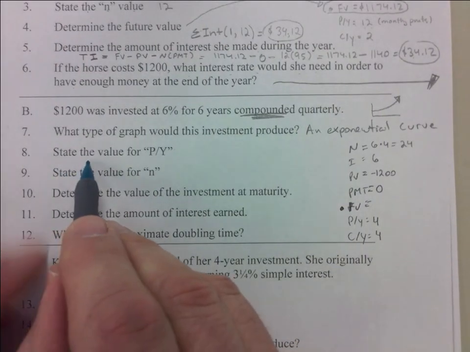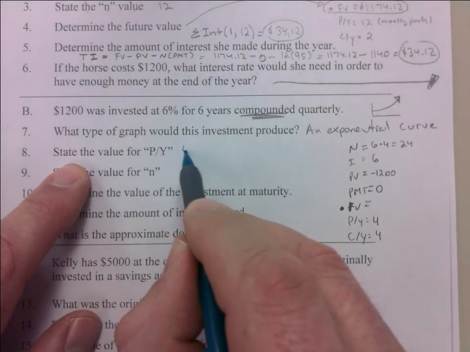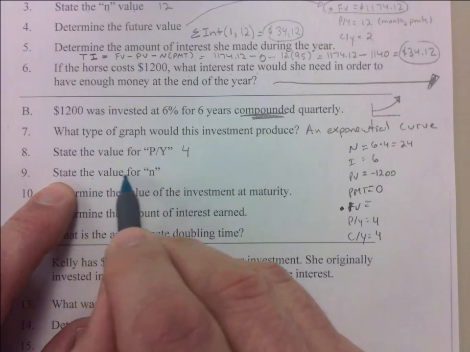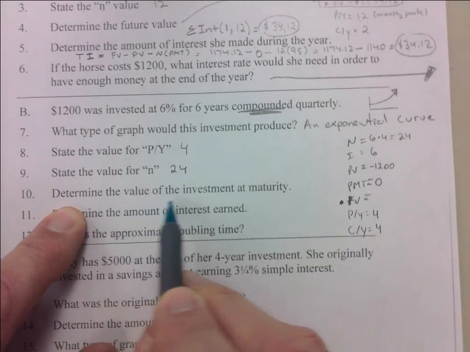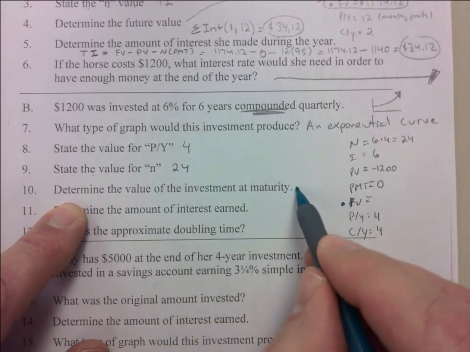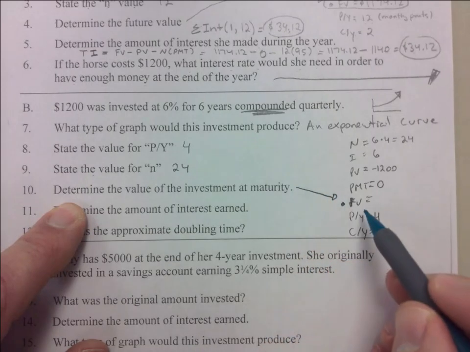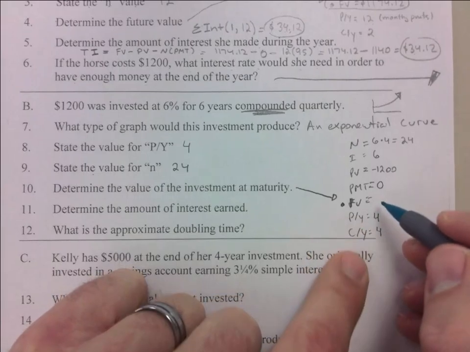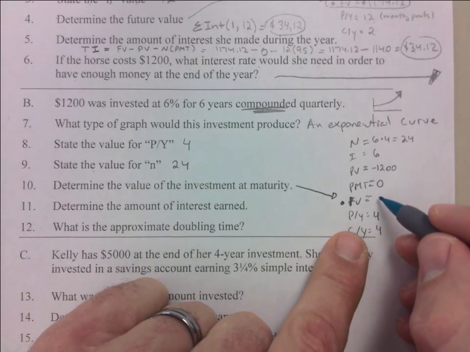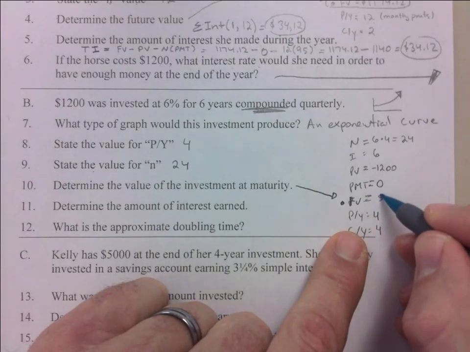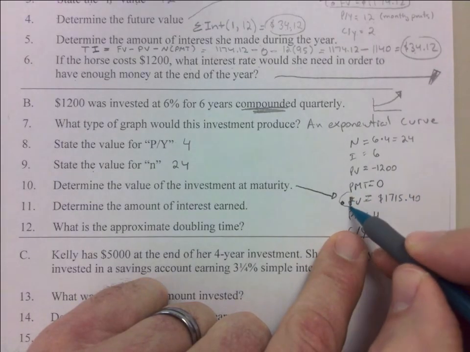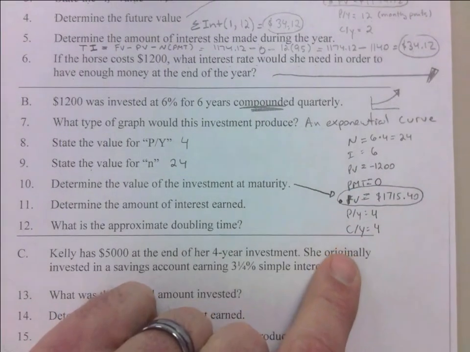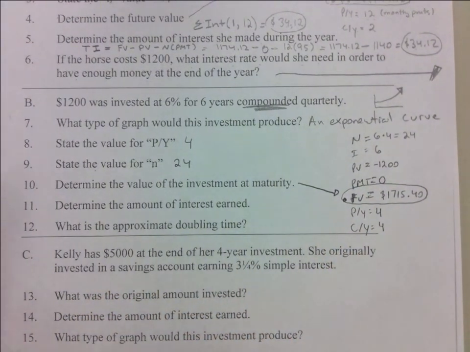So let's answer this question. State the value of PY. PY is 4. State the value for N. N is 24. Determine the value of the investment at maturity. I'm going to go arrow to future value here. If you do that right, you get 1715.40. 1715.40 is how much you will have accumulated.